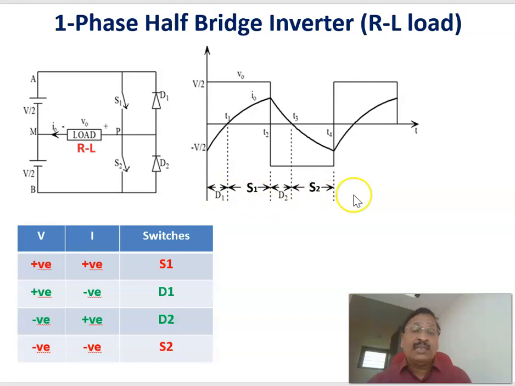Therefore, the different devices that are conducting in this case are marked in a table here. When there is a positive voltage and positive current, S1 is conducting. When a positive voltage and negative current, D1 is conducting. When a negative voltage and positive current, D2 is conducting. When negative voltage and negative current, S2 is conducting. Therefore, that is marked here. Depending upon the voltage polarity across the load as well as the current polarity, one of the devices will be conducting: S1, S2, D1, D2. This is the output voltage that is available across the load, and this is the load current.